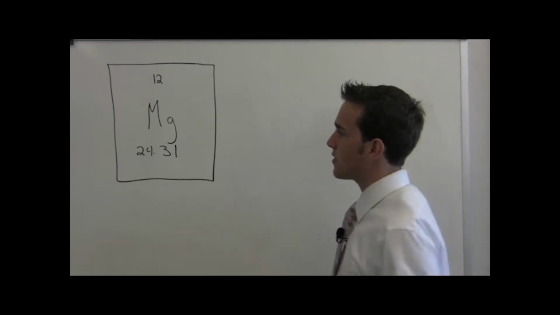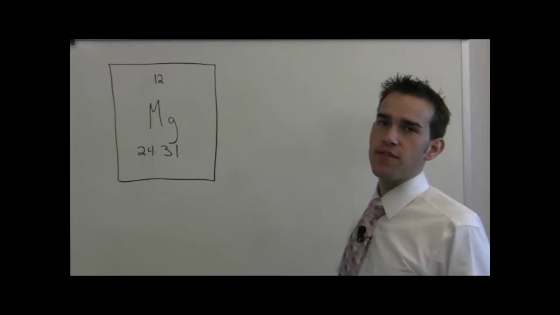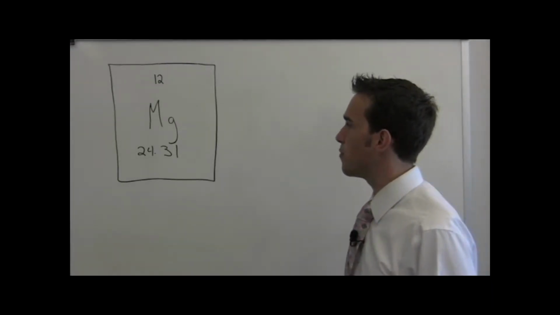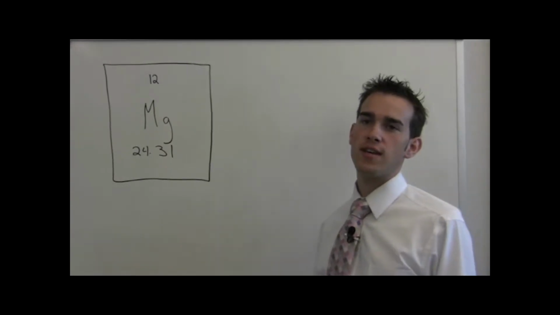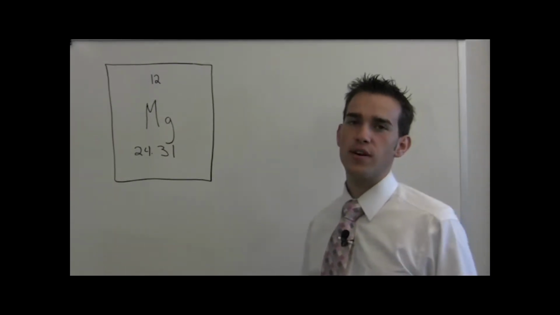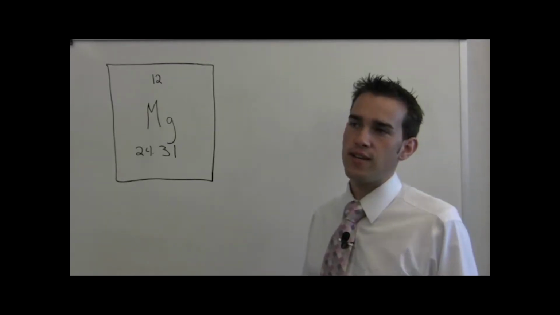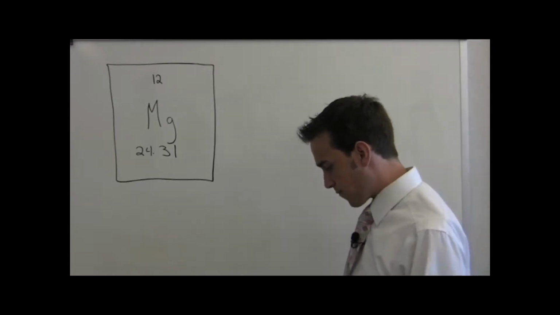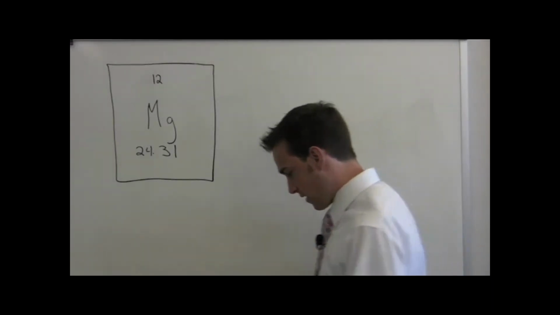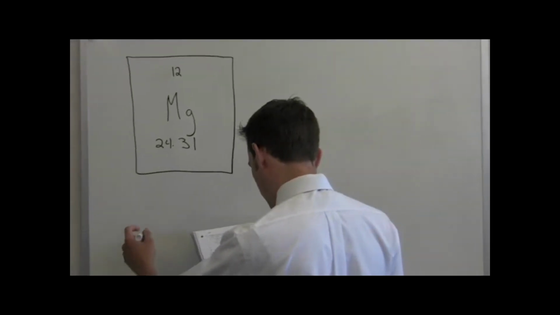Now the atomic mass can be found based on the different numbers of isotopes. Almost all elements have different isotopes, which means that there's a different number of neutrons in the atoms. And these isotopes appear in different percentages. Magnesium, for example, has 3 isotopes. I'll just write them down here.